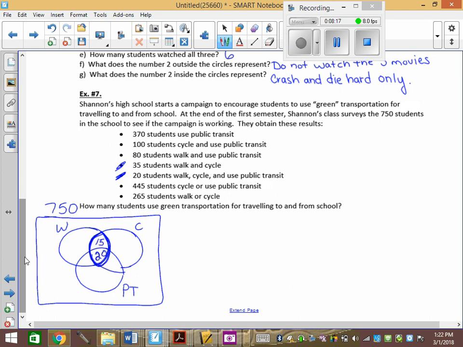Do you see why it's important to work from inside out? Because you're going to have to subtract, and if you work from outside in, what are you going to do? It's going to be a mess. Okay, 80 walked and used public transit. So in this little eyeball shape, I need 80. How many are already in it? 20. How many walked and public transit only? 60.